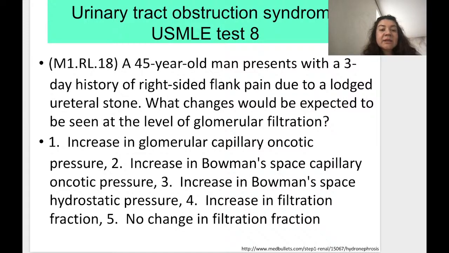First, increase in glomerular capillary oncotic pressure. Second, increase in Bowman space capillary oncotic pressure. Third, increase in Bowman space hydrostatic pressure. Fourth, increase in filtration fraction. And fifth, no change in filtration fraction.